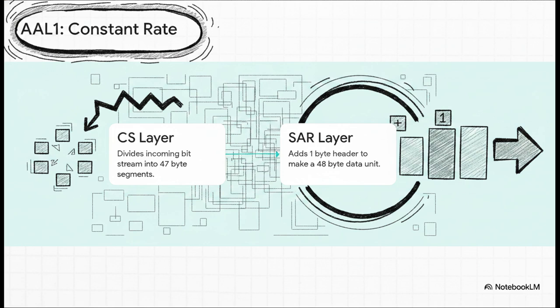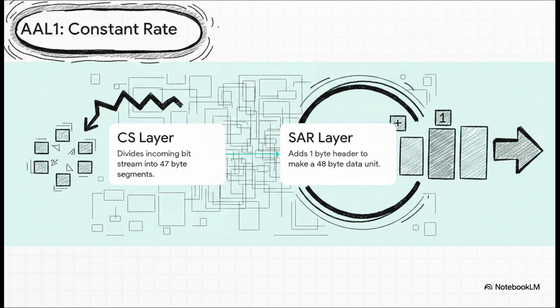Now, ATM supports different service classes to handle different traffic needs, like variable, available, and unspecified bit rates, usually called VBR, ABR, and UBR. But let's zero in on AAL1. This one is designed for constant bit rate, or CBR data, like real-time digital phone networks.